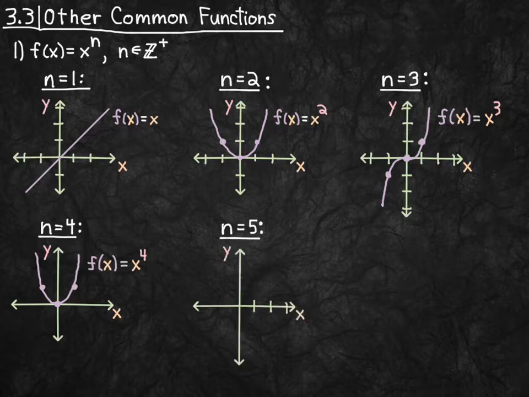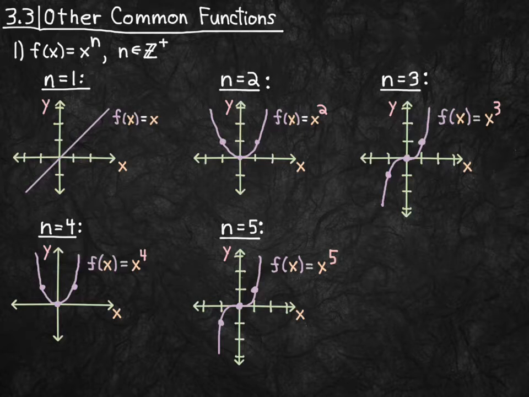And x to the fifth looks like the cube function, except it gets steeper faster, and it's flatter near the origin than the cube is. Actually, I did a pretty good job drawing that one. And that continues, alternating types between even and odd values of n. And n is the exponent.